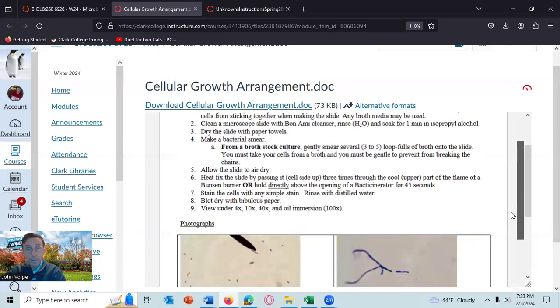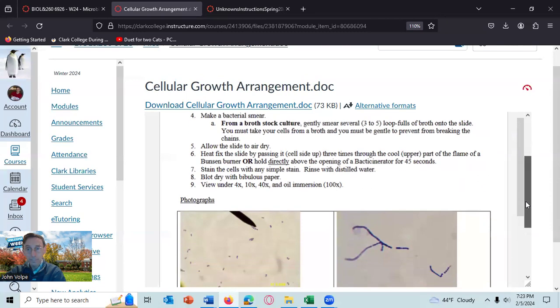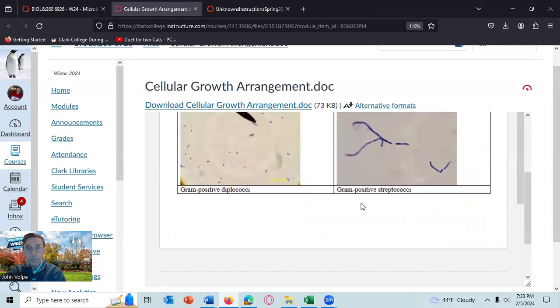You then take these cells from the broth culture, put them onto a slide, let it air dry, and then stain it, looking for the cellular growth arrangement. This says it's diplococci.